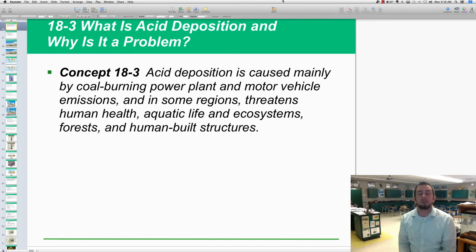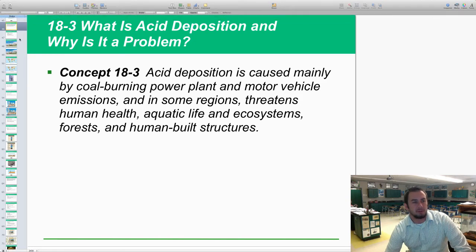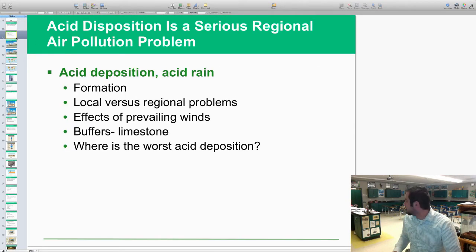Hey scholars, welcome to chapter 18.3, looking at acid deposition, aka acid rain really, and what is the problem with that, what are some causes, and what are the problems that are associated with those. So we're taking a look at acid deposition today. We know it as acid rain.